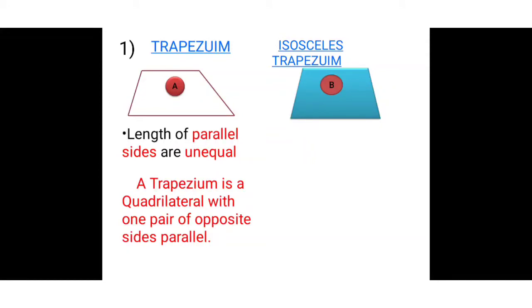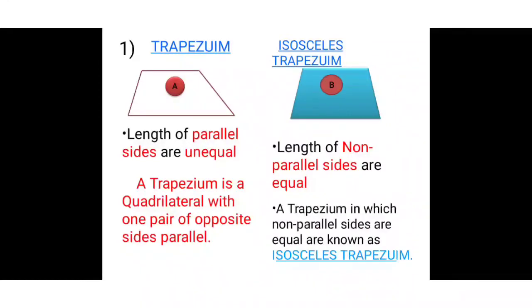So we can define a trapezium as a quadrilateral with one pair of opposite sides parallel. That is, these two sides are parallel to one another. Isosceles trapezium. Now what makes it different from a normal trapezium? Here the non-parallel sides, if you look at these two sides which are not parallel to one another, the length is equal. So a trapezium in which non-parallel sides are equal is known as isosceles trapezium.